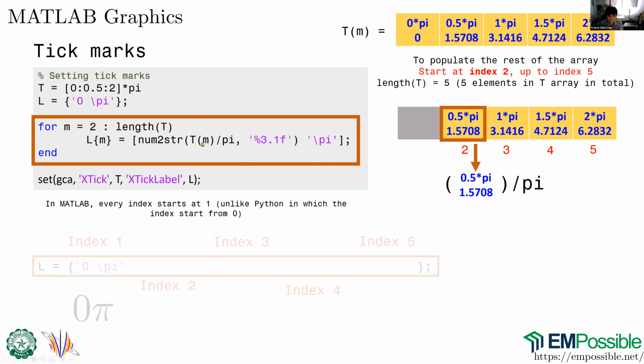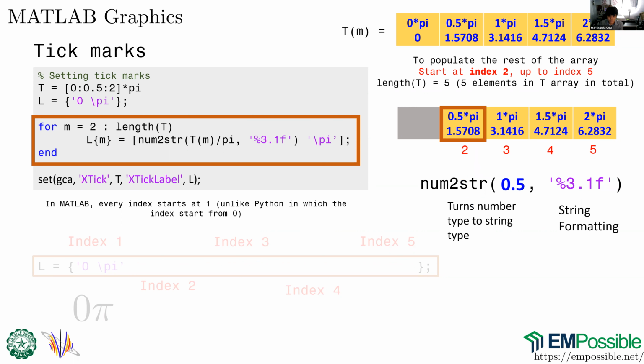So after that, actually this is the operation. So t sub m, if m equals 2, so t sub 2, the second index, then the value of the second index is 0.5 times pi. And then you divide it by pi, you will have 0.5, right? And this 0.5 is a float type. It means that it is a number with a decimal, okay? Somehow, you want to convert this float type into a string.